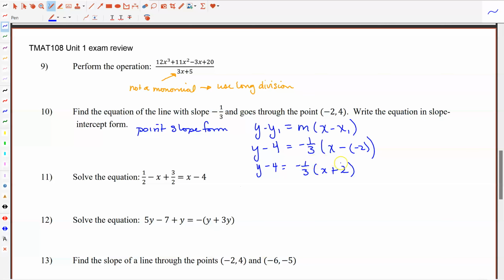Alright, so let's go ahead and distribute that negative 1/3 through. So I'll have y minus 4 is equal to negative 1/3 x for the first distribution, and then negative times a positive is negative, and then 1/3 times 2 is 2/3. So we've broken those parentheses. Now the last thing we're going to do is we're going to write it in slope-intercept form. So in slope-intercept form, that means we want to solve for the variable y. So in order to get the y by itself, we'll move the 4, or specifically the negative 4, to the other side by adding it.